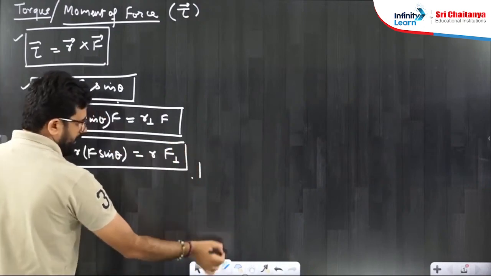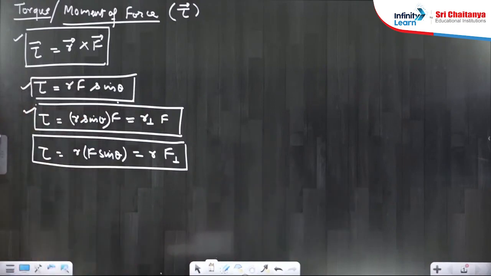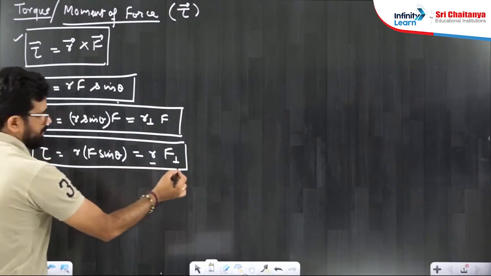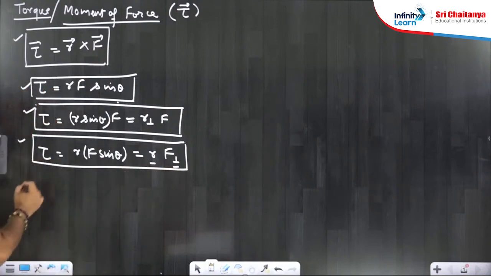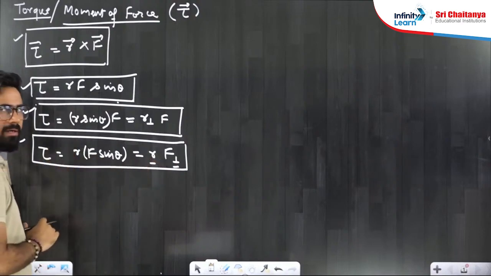This is a very simple thing we can understand. This is the torque. Torque can be written in this format also. So according to the question we can see how to write this torque, and how force and r position vector are related to each other.